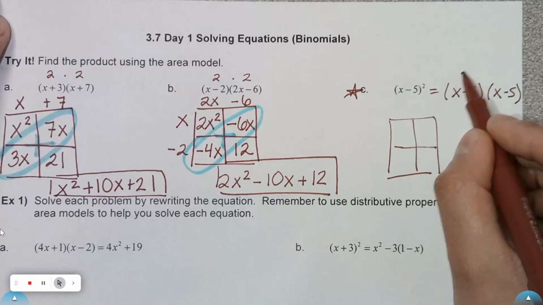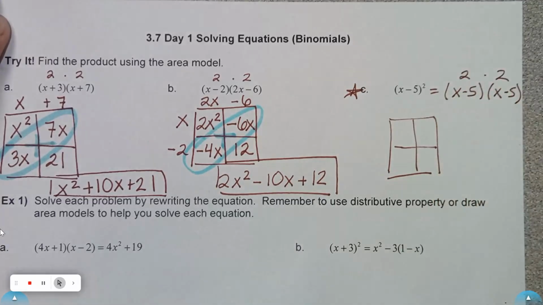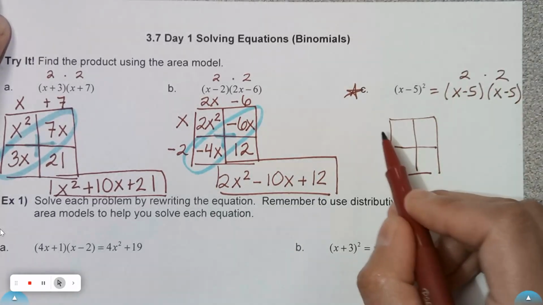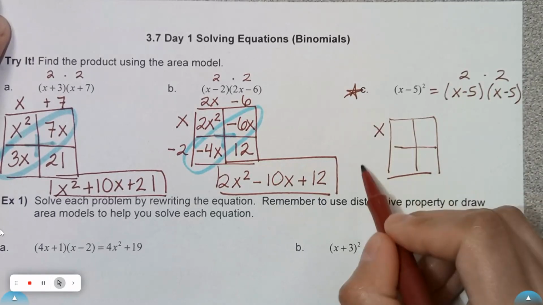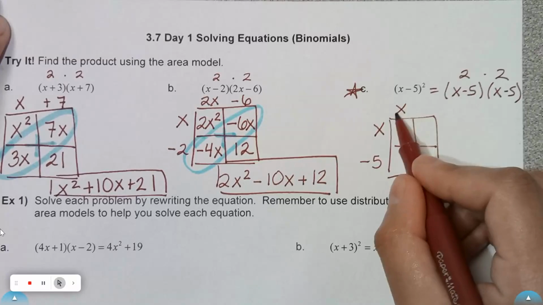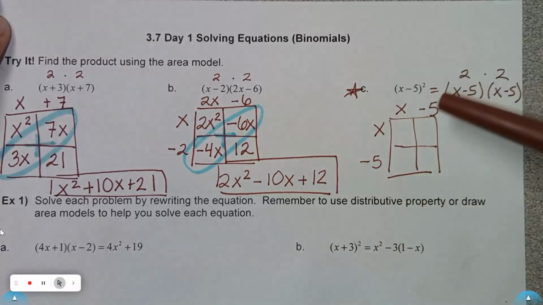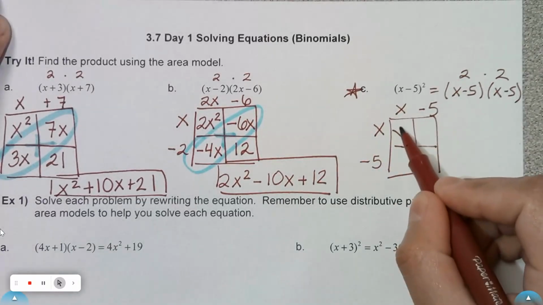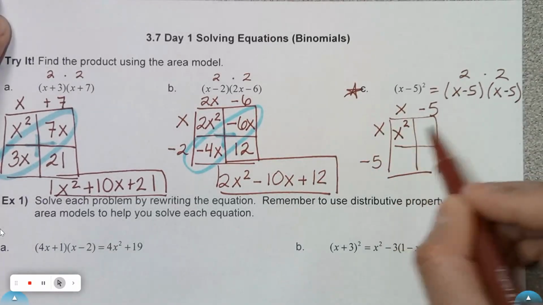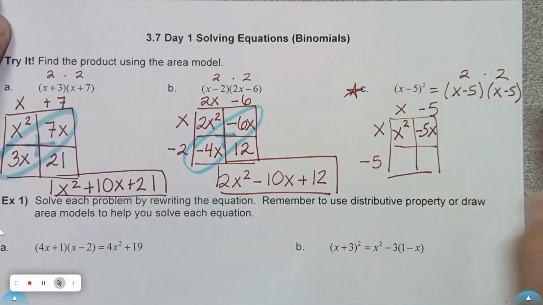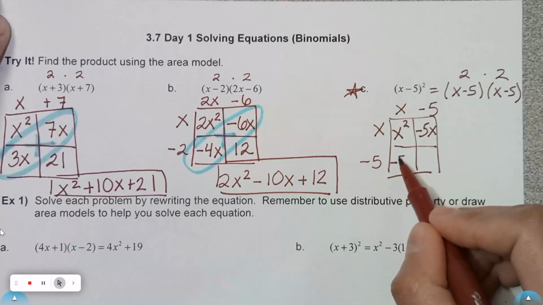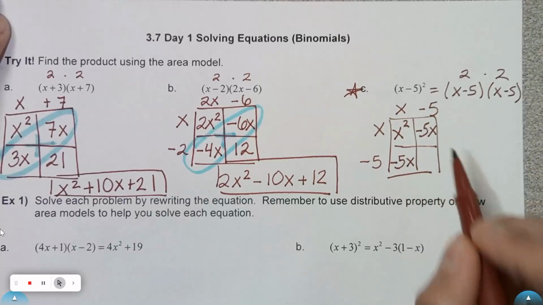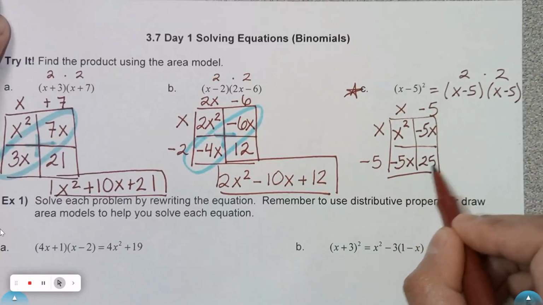So I know it's a 2 by 2 box because this is 2 by 2. Since they're both the same thing, it doesn't matter which one goes where. So I'll put x minus 5 here and the other one up here. Remember, keep the plus or minus attached to the second number so that you know if it's positive or negative. All right, x times x, x squared. Negative 5 times x, negative 5x. X times negative 5, negative 5x. And negative 5 times negative 5 is positive 25.